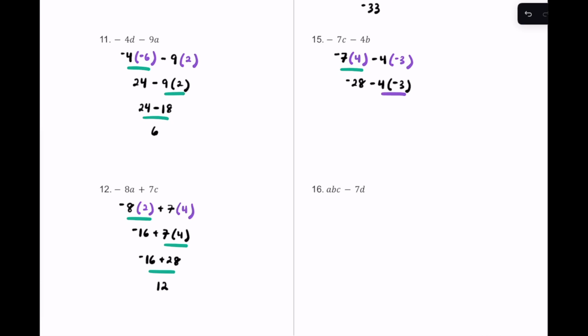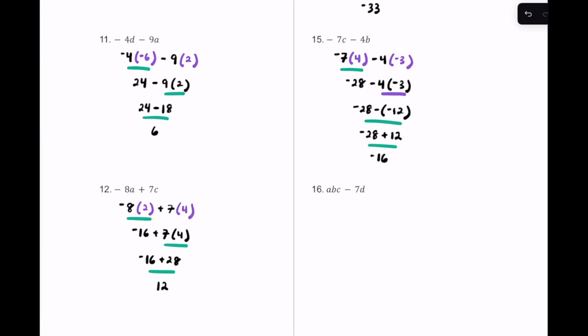So we have this negative 28. Take away this negative 12. Again, subtraction can be a little tricky, so let's go ahead and add the opposite and rewrite this as an addition problem. So it's going to be negative 28 plus the opposite of negative 12, which is a positive 12. And so negative 28 plus 12, that's just going to be 28 minus 12, which is 16, and we're going to make it negative. So negative 16 would be our answer.